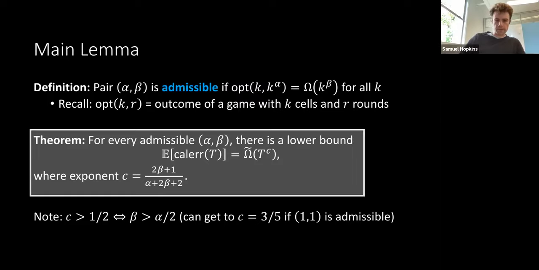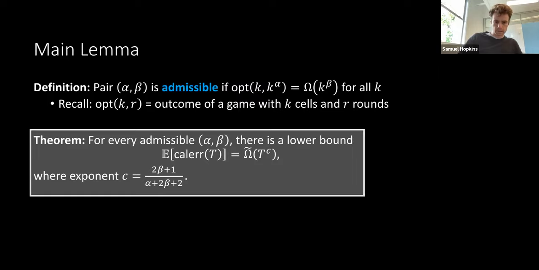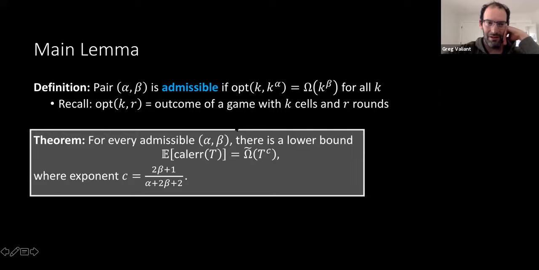Sorry, can you just review one more time the definition of admissibility? What are alpha and beta? Oh yeah, so we have the sidestepping game where there are k cells and there are R rounds. Namely, there are R rounds where the adversary points to a cell. We pick an arrow, and then we might remove some of the other arrows. And then there need to be k to the beta of them left at the end. So at least that number left, for all k.